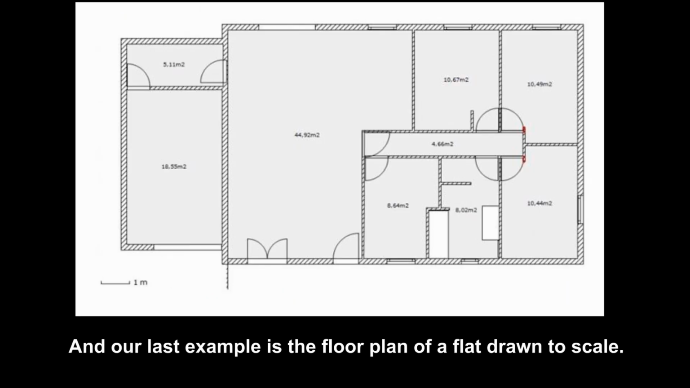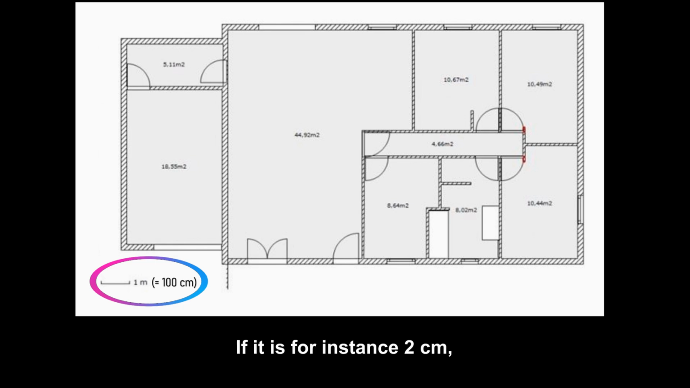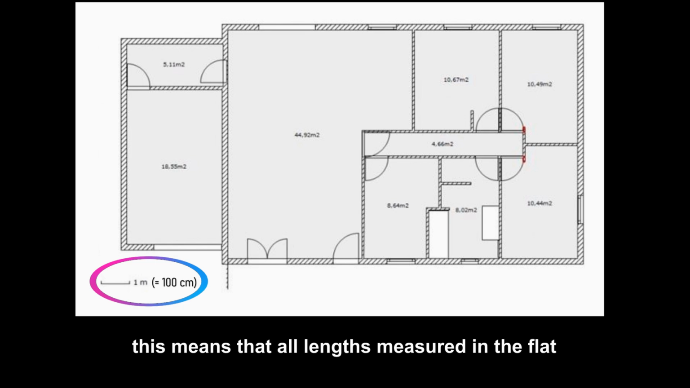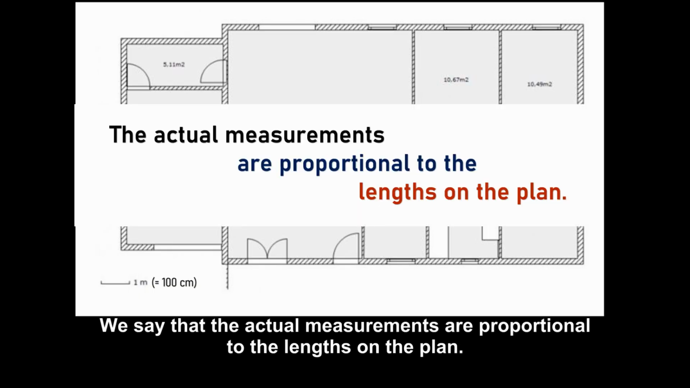And our last example is the floor plan of a flat drawn to scale. It is indicated here what length on the plan represents a length of 1 meter in reality. If it is, for instance, 2 centimeters, this means that all lengths measured in the flat have been divided by 50 to give the length on the plan. We say that the actual measurements are proportional to the lengths on the plan.